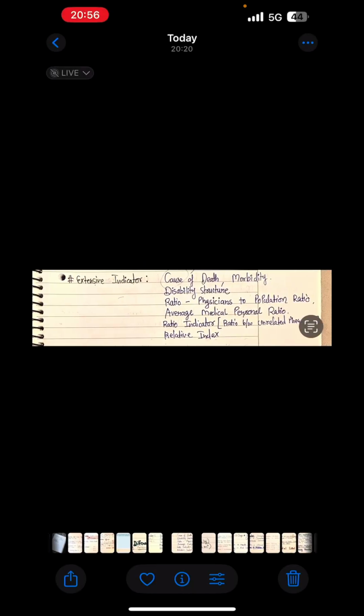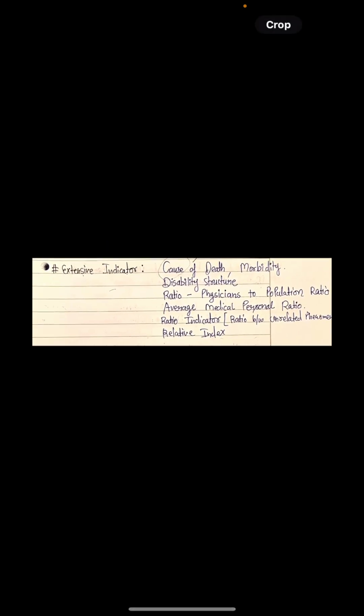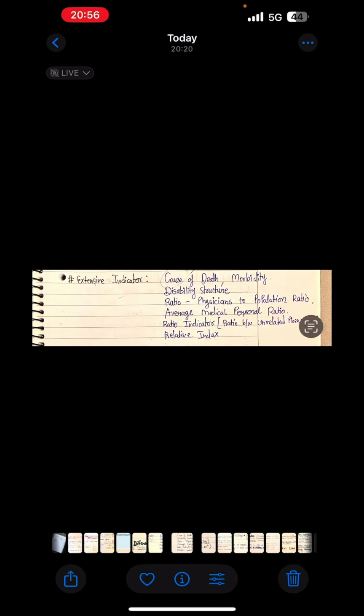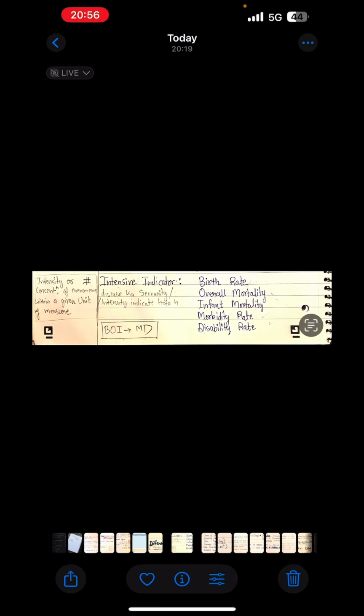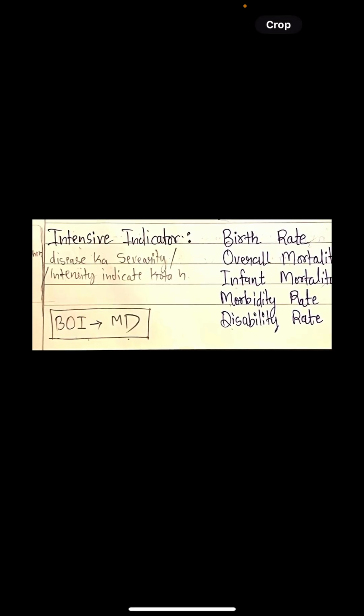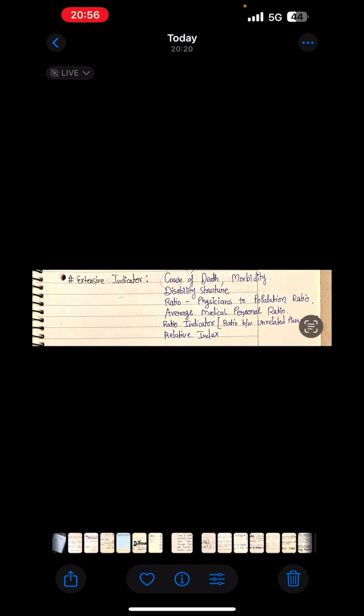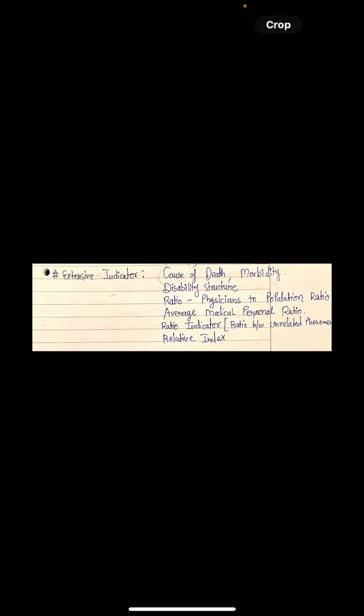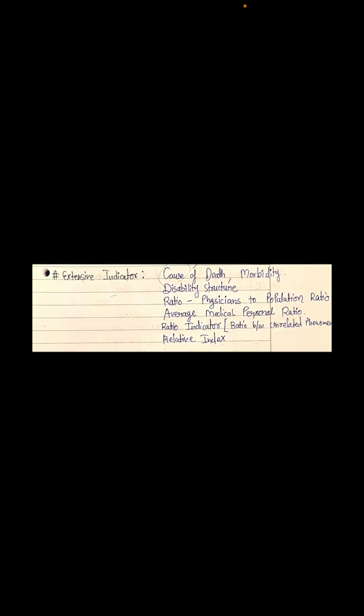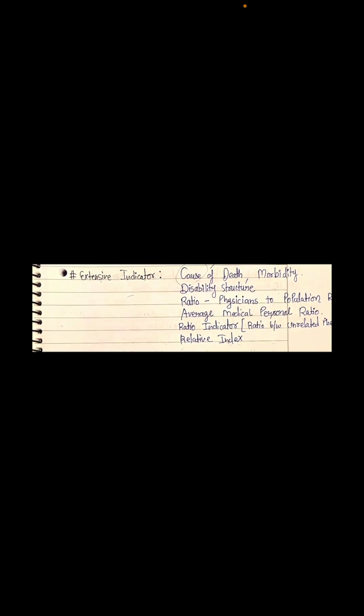Whereas the extensive indicator focuses on the cause. What's the cause of the pathology? Like the intensive indicator indicates the severity, how many people are dying from a particular disease, and the extensive indicator highlights the cause, like what was the cause behind this many deaths of patients.